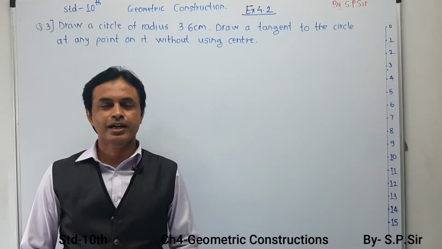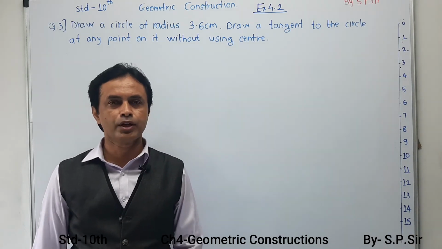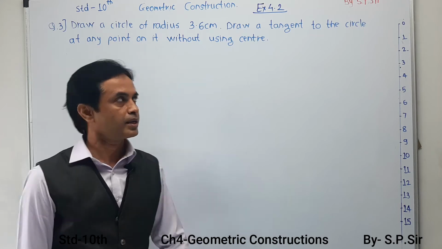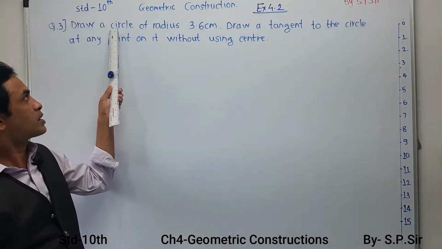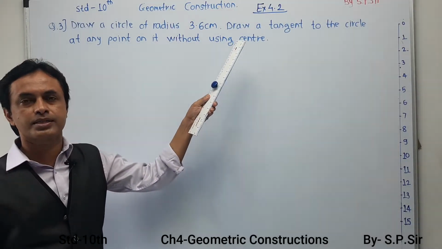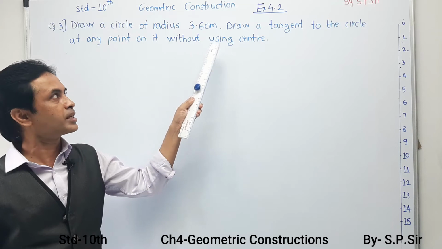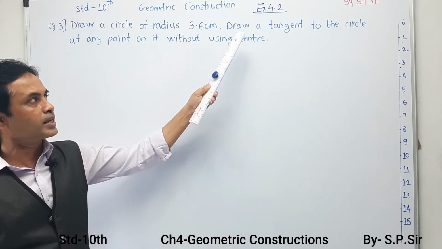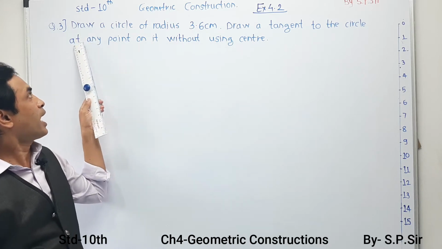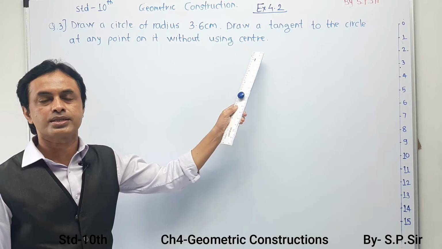Hello friends, continuation with the lecture. Now we are in exercise 4.2 of construction, numerical number 3, and they have given a question to us. Question number 3: draw a circle of radius 3.6 centimeter. Draw a tangent to the circle at any point on it without using the center.